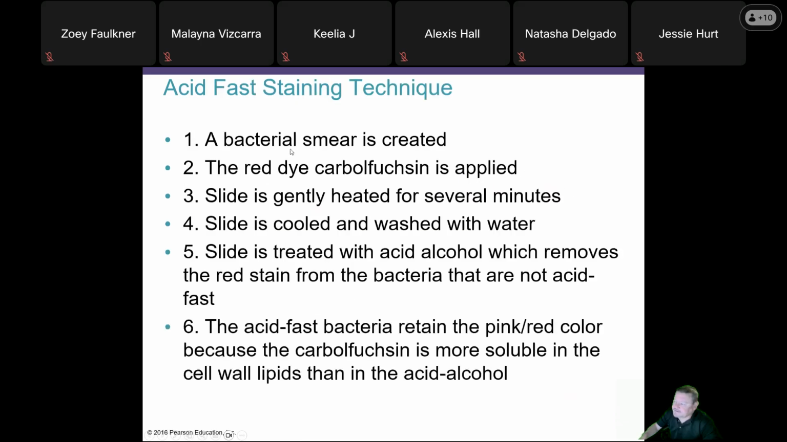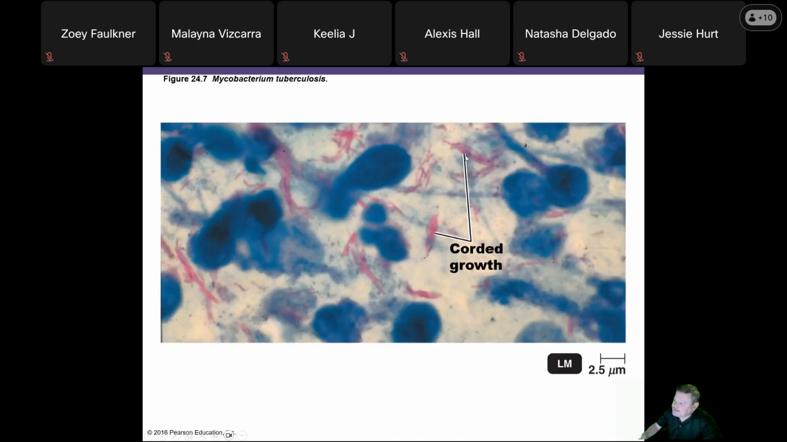Again, I'm not going to go through the technique with you. You'll do this in lab and you'll be able to figure out if you have an acid fast bacteria or not. If you look at your acid fast, it's going to appear red. So if you do your acid fast and you don't see red, that's negative. If you do see red, then that's going to be positive.